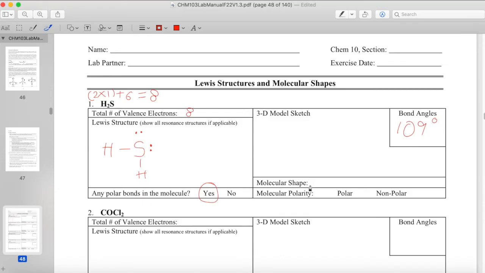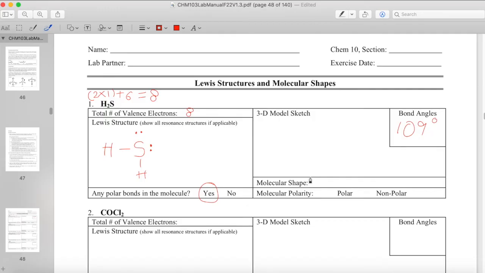The different shapes we deal with are linear, bent, trigonal planar, trigonal pyramidal, and tetrahedral. There are more complicated shapes than that, usually when your central atom exceeds the octet rule, as things in period 3 and below can do. There are certain exceptions to the octet rule, and those molecules will have more complex shapes. But as far as this class is concerned, we stop at tetrahedral.